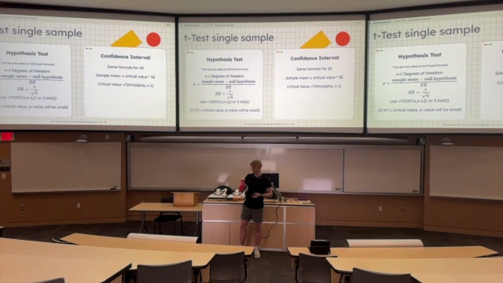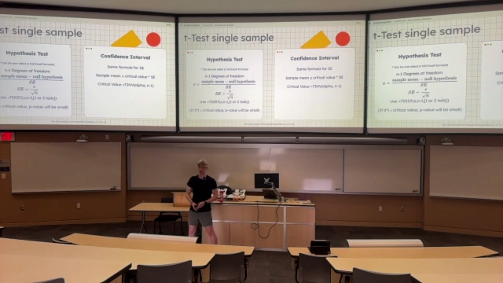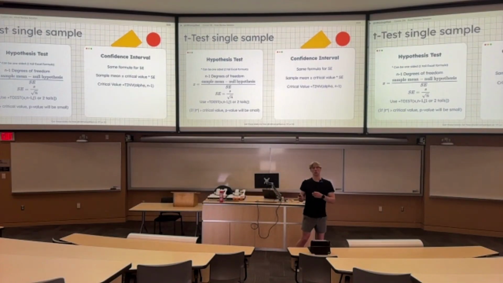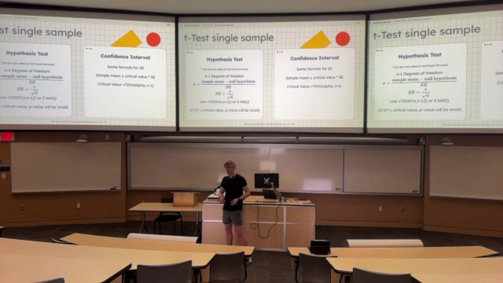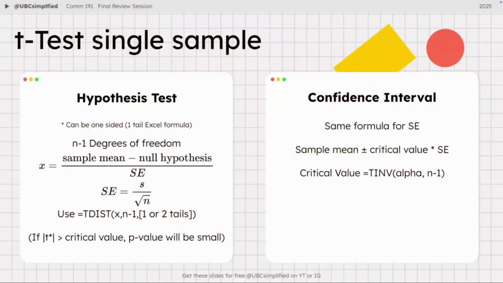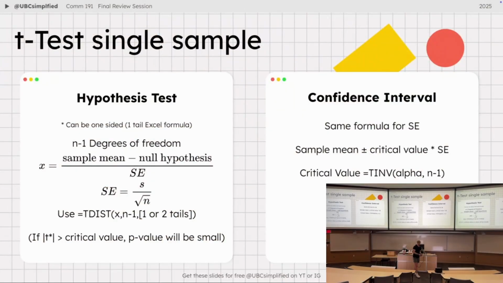So for a single sample t-test, this is just testing whether the true mean of a population is equal to one thing. So the true mean, like 160 centimeters, is equal to 160. We take our sample mean, what we got, subtract the null hypothesis, what we think it's equal to, and we divide that by our standard error, which we've been talking about for a little bit. And depending on if your alternative hypothesis is one-sided or two-sided, that'll depend on the type of formula that you use.